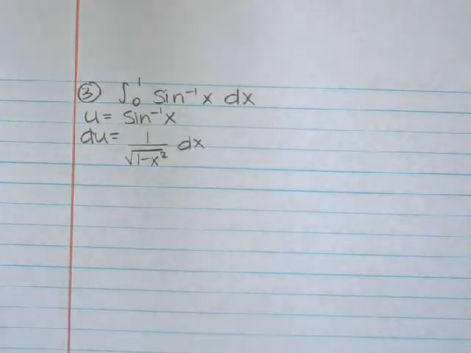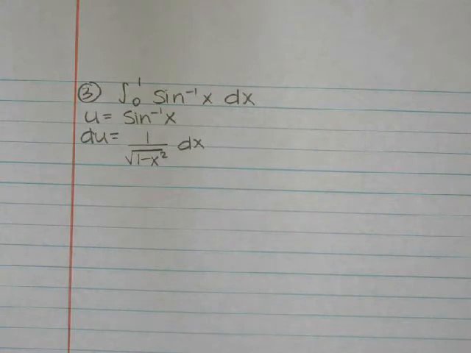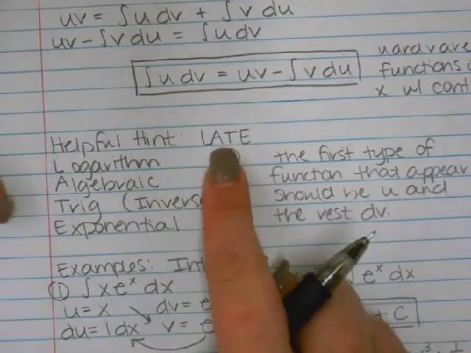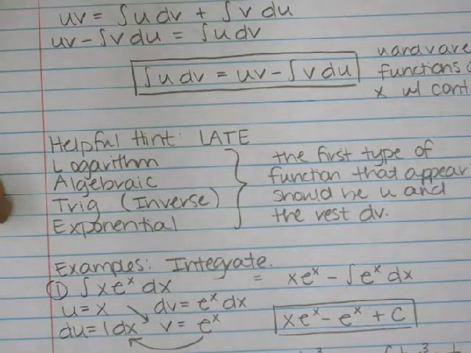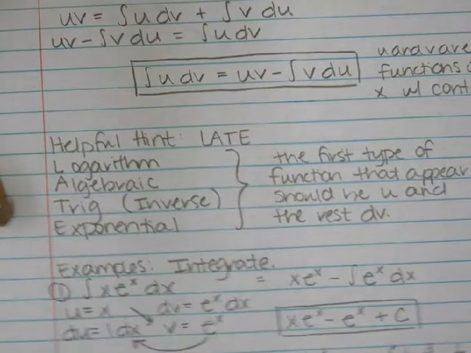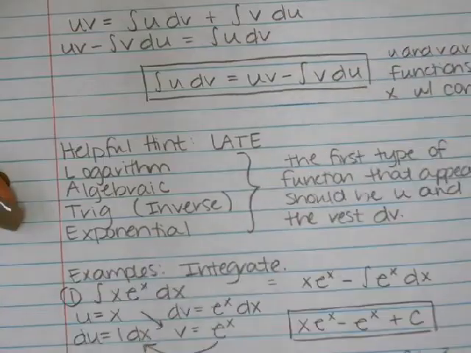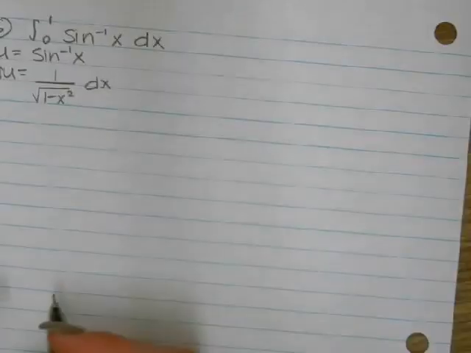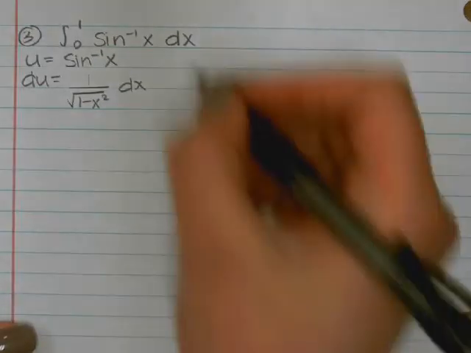All right, the other thing that we have is, if you look on your notes, when we do that acronym LATE, inverse trig was one of the ones that we knew we had to use for u. So that was the other reason you might know. But that's how you need to do this. Okay, so there's our u.